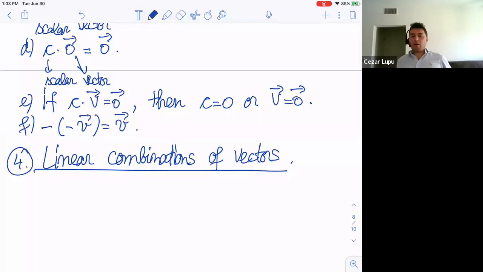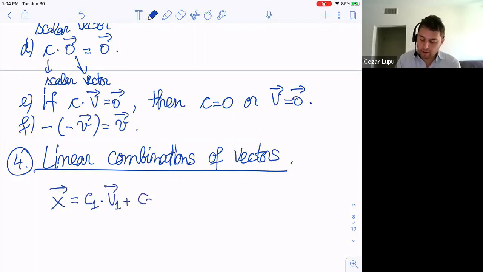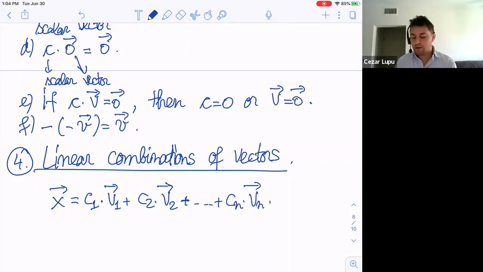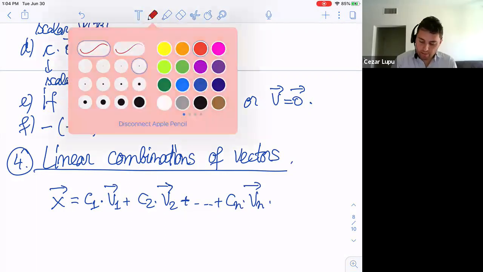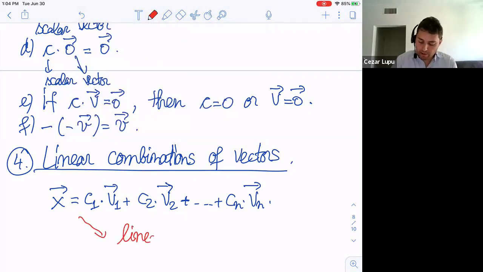So an important type of problem in linear algebra involves writing the vector x as the sum of scalar multiples of other vectors, let's say v1, v2, vn. This means that we can write the vector x as c1 times v1 plus c2 times v2 plus all the way to cn times vn. So this is what we call a linear combination.